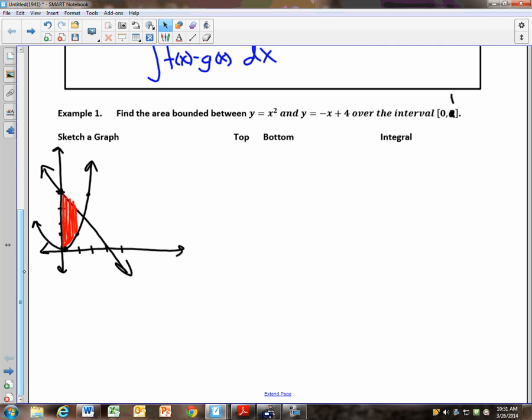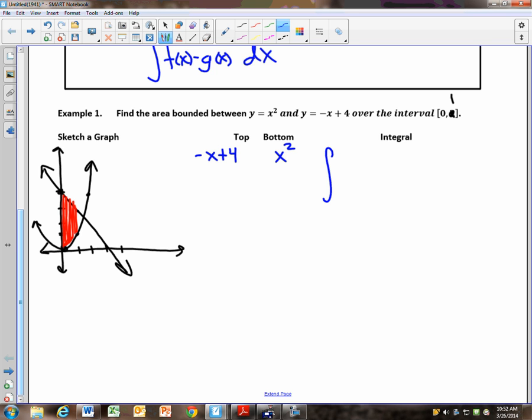So let's just make sure we understand. What's the top function? Negative x plus 4. And what's the bottom? X squared. You have to know the top and the bottom. If I go after the intersection point, then what would be the top? Yep, x squared and then negative x plus 4. So you'd have to set up two different problems. So that's why I changed it. I thought I'd take care of that when I wrote the notes. I didn't, so my bad.